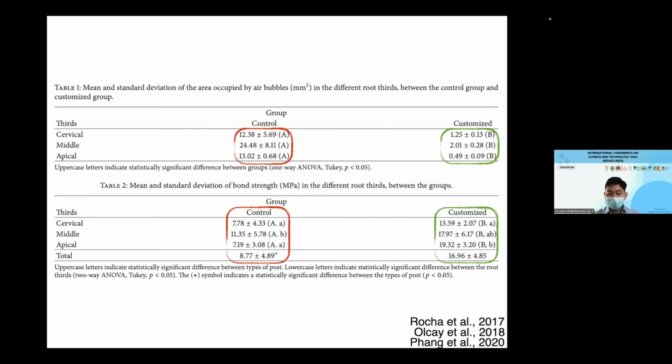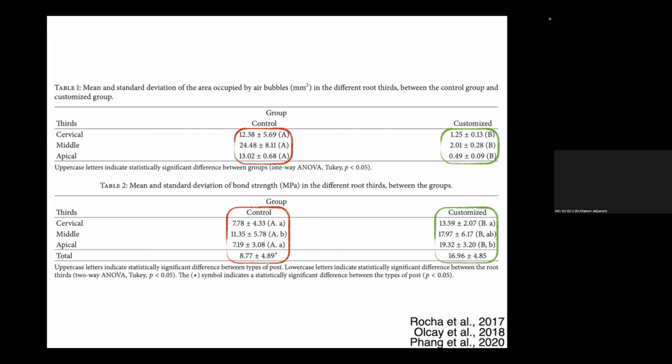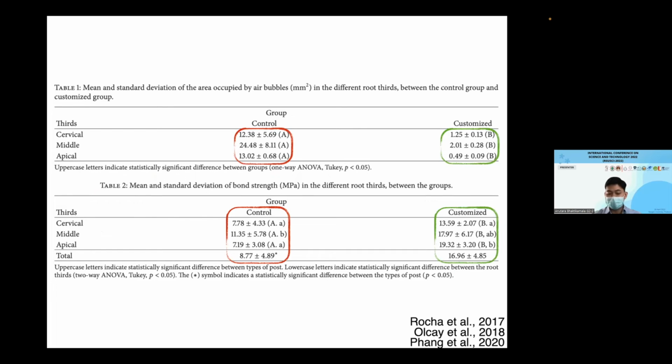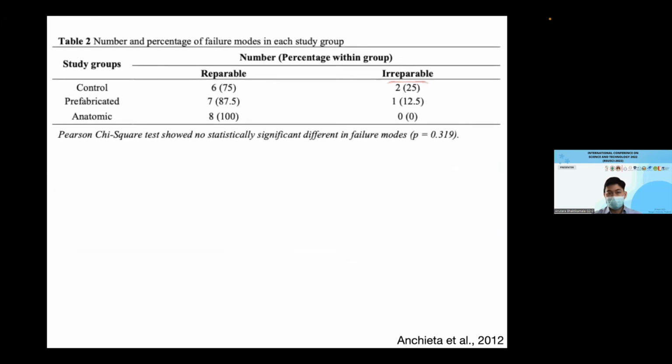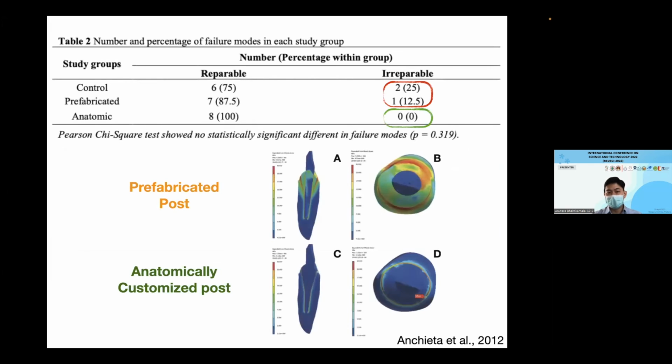A previous study showed that there was a larger area of air bubbles in the thick resin cement of the prefabricated fiber post compared to the customized post. This statement also corroborates other studies, indicating that one of the most prevalent reasons for ETT failure is adhesive failure. Regarding the failure mode, as I mentioned before, this study showed no statistically significant difference in failure mode.